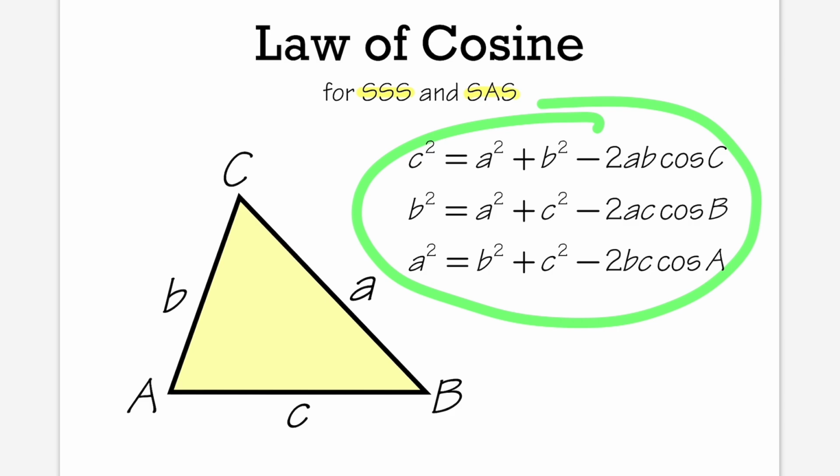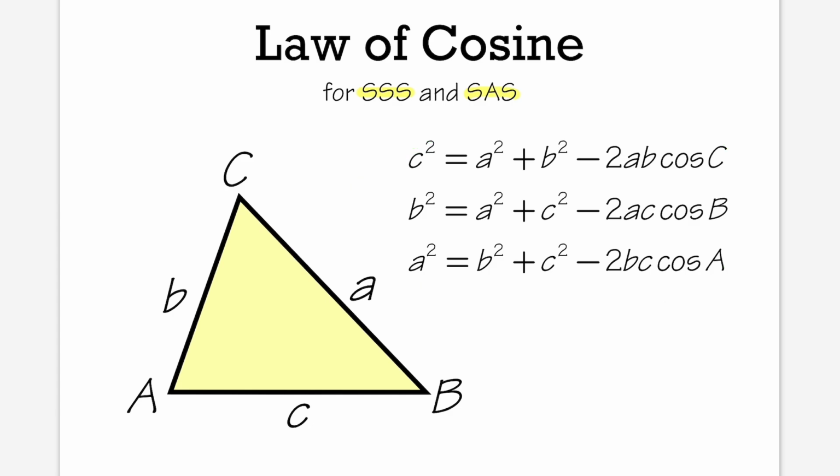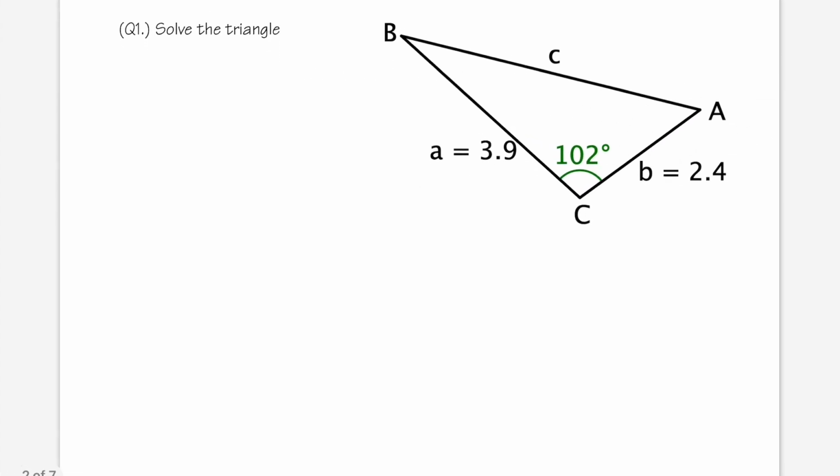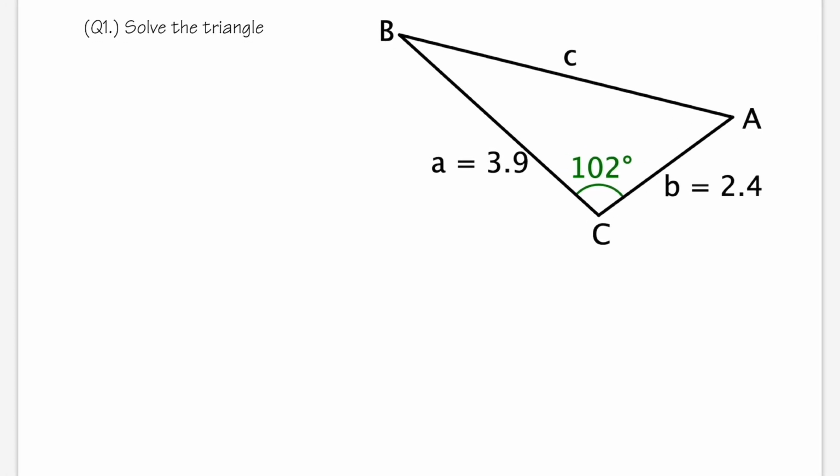You always need to have 2 sides given, and then the angle in between has to be given as well, or maybe all sides are given. Now let's take a look at the first example. We will be solving this triangle, meaning that we have to find all the missing sides and the missing angles. First off, we see that we are given side A, which is 3.9, side B is 2.4, and the angle in between them is 102 degrees.